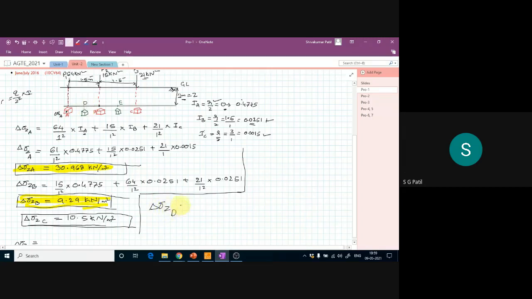At point D, due to P1 plus P2 plus P3. Due to these loads, I want to calculate. So delta sigma z at point D is equal to, what is that formula? The main formula here: Q by Z square into I. What is Q? P1 is 64 kilonewton, divided by Z, which is the same, 1 meter, 1 square, into the influence factor.